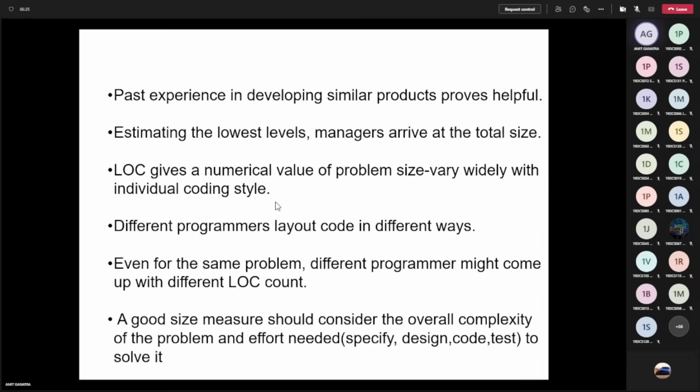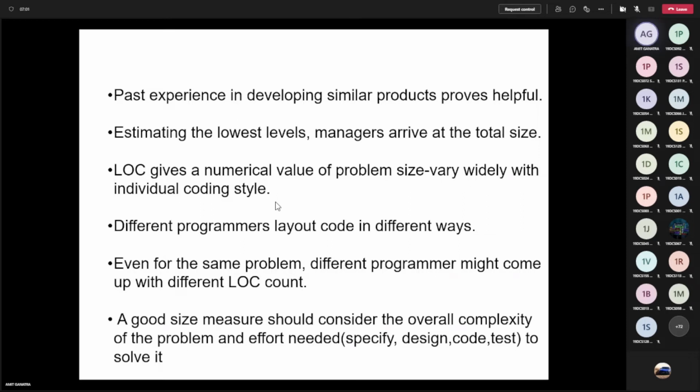If you have past experience in developing similar kinds of products, that will always be helpful. Otherwise, if you are estimating the line of code for the first time, then of course there will be a huge variance between the actual and what you have predicted. When you estimate the lowest level, you put it together at that level, then one layer higher, then one layer higher, and so on. This way, by putting it together, the managers will arrive at the total size in terms of line of code, right? Like 50,000 line of code, 1 lakh line of code.